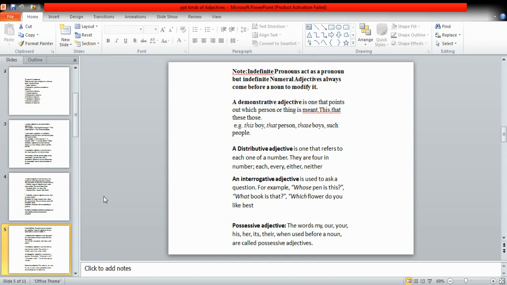An interrogative adjective. Interrogative word is telling us that they are always used to ask a question. I told you that all the question words are interrogative pronouns. But whenever interrogative pronouns follow a noun, like whose pen, in this example, whose is following pen, which is a noun. So whenever an interrogative pronoun is following a noun, it will become an interrogative adjective.